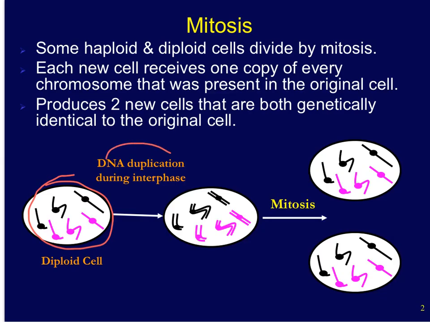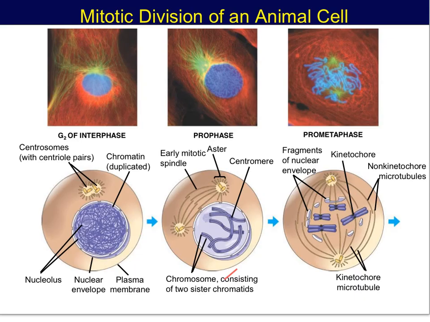This is a duplication of all the chromosomes during the S phase of the interphase. So we've got double of each. And then we've got mitosis, where these two are pulled apart and each daughter cell gets a complete complement of DNA. This is the mitotic division of an animal cell. The one on top is actually photographs of it. On the bottom is just showing everything.